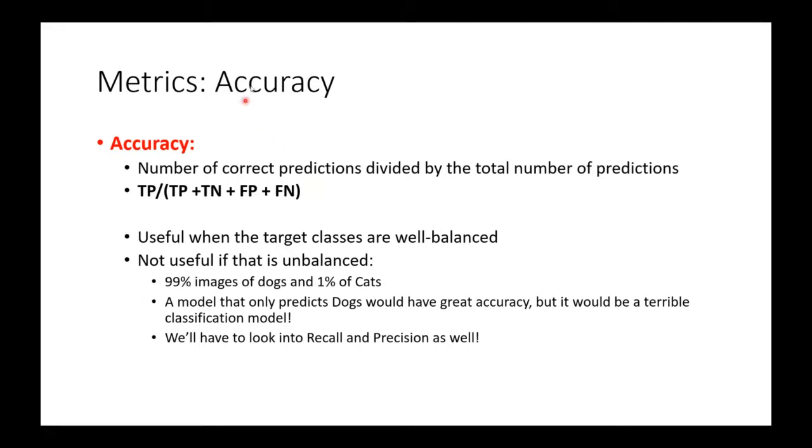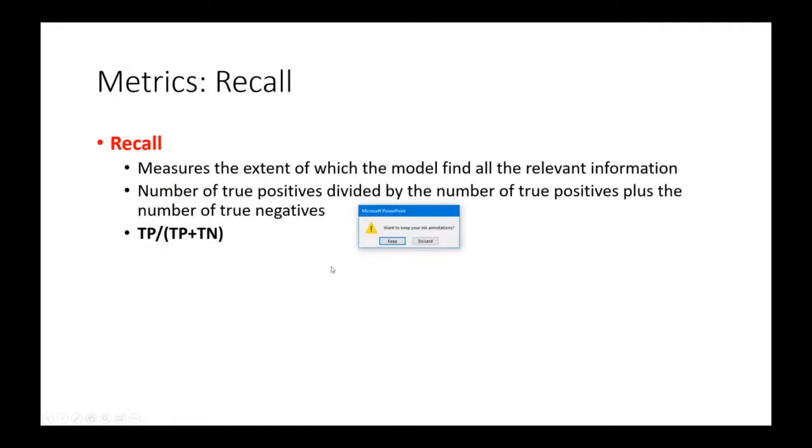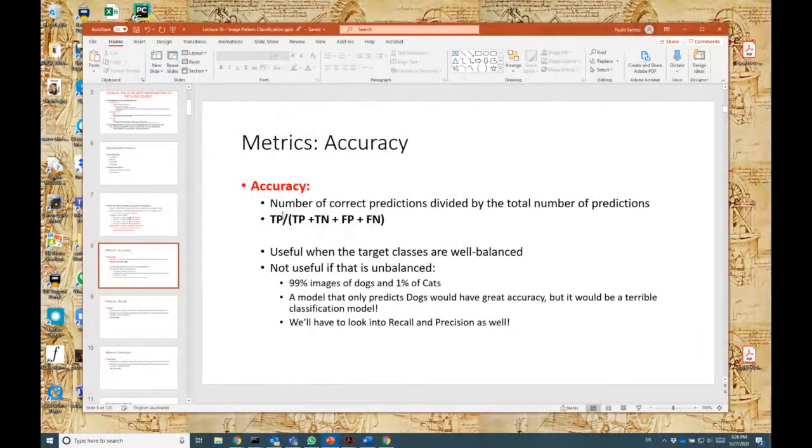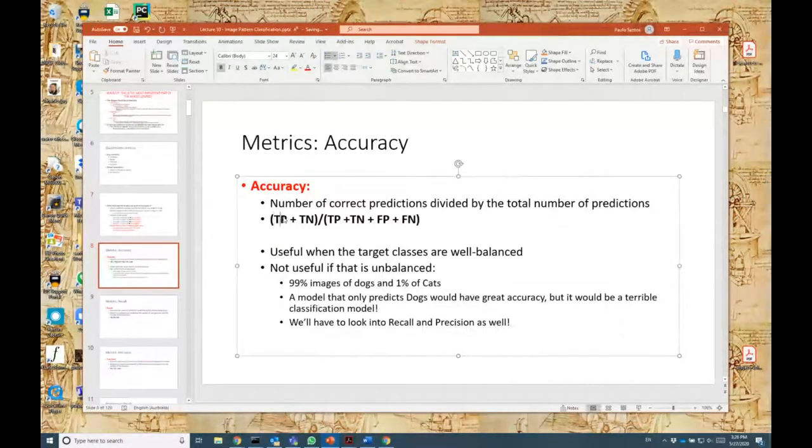Because there are other metrics that are better to evaluate a classifier. So accuracy is basically the number of correct predictions divided by the total number of predictions. There is a mistake here. Let me solve it now. The number of correct predictions is not what I've written. It's not the number of true positives. It's the number of true positives plus true negatives, because true negatives is also a correct prediction, right?